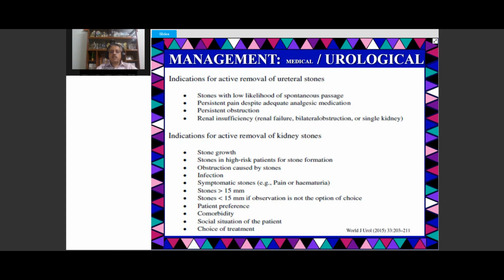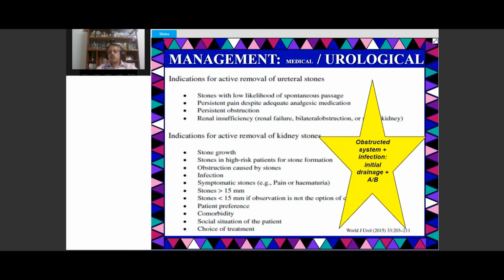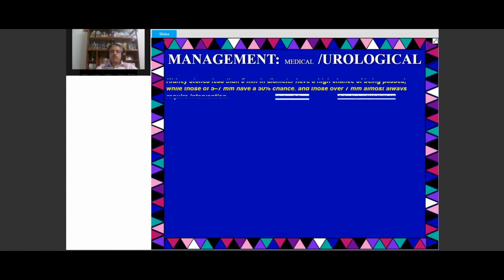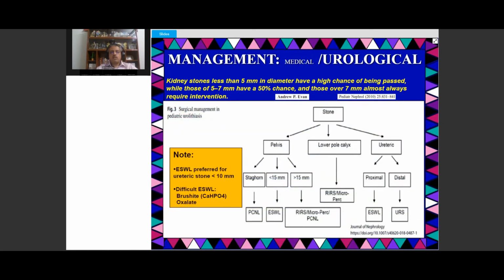In an obstructed system with infection, don't immediately go for any intervention, not even ESWL. Ideally you should go for drainage and antibiotics and then deal with the stone. Kidney stones less than 5 millimeter in diameter have a high chance of being passed by themselves. 5 to 7 millimeter have a 50% chance, and those over 7 millimeter usually require some sort of intervention. This is the schema more or less agreed by the American Urology Association.